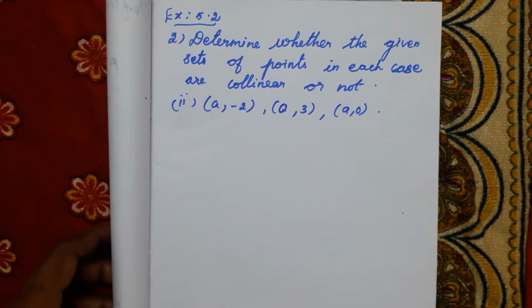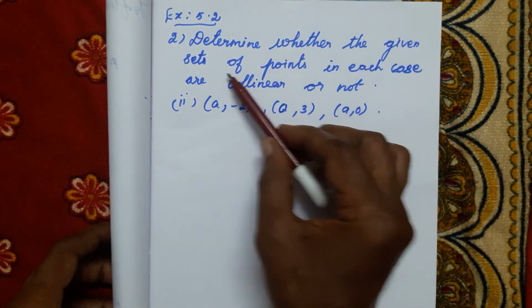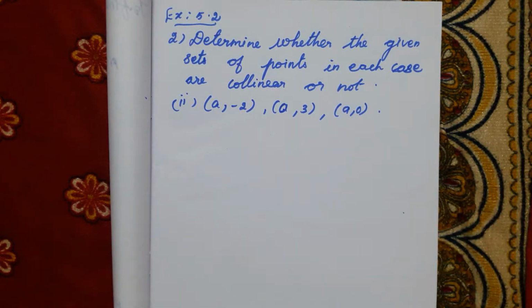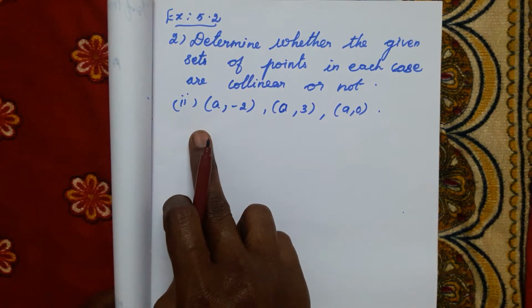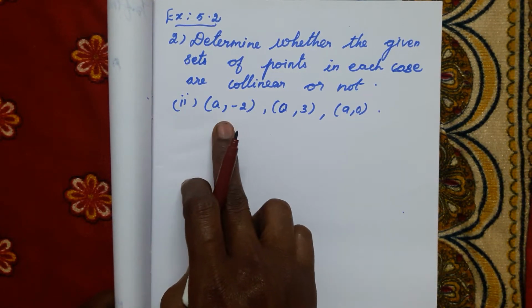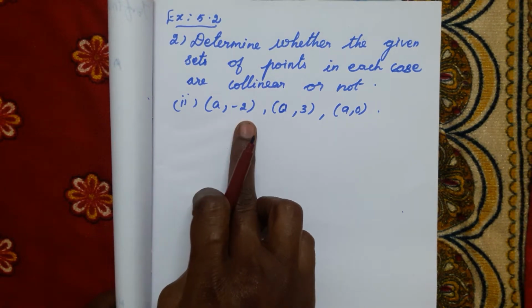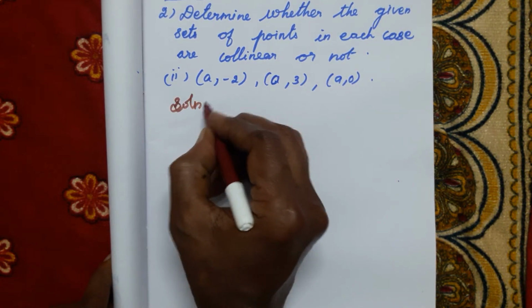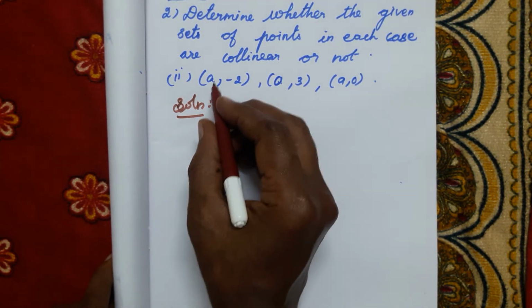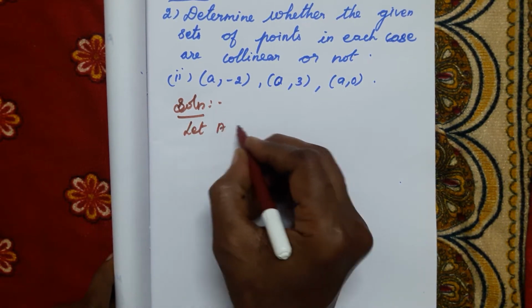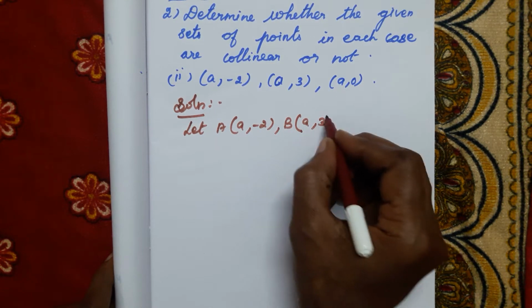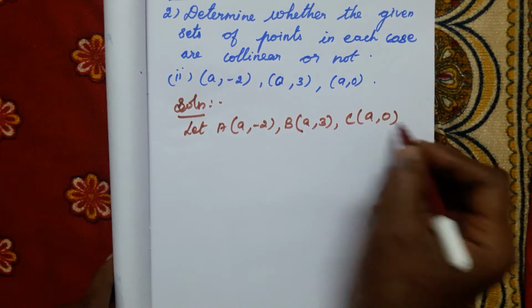Now I am going to explain exercise 5.2, the second one. Same: determine whether the given sets of points in each case are collinear or not. The first problem, I have just explained that homework problem. Now I am going to explain the second problem: A comma minus 2, A comma 3, A comma 0. First, we can take let A be A comma minus 2, next B be A comma 3, C be A comma 0.